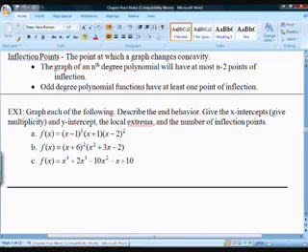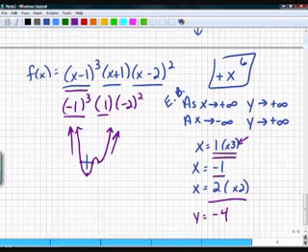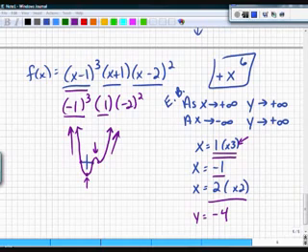Let's see, what else do we have to find? Local extrema, and then also the number of inflection points is all we have to do there. So local extrema, we've got a minimum here and a maximum here. Let's graph this thing and see what it looks like and find the extrema. That's the only way that you have right now of finding extrema. So graphing calculator, graph it.